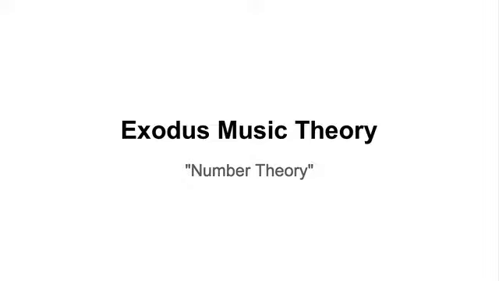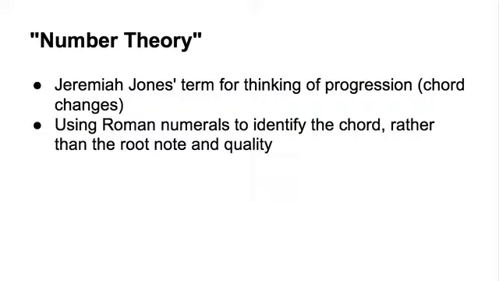So in this, we're going to cover what Jeremiah Jones called number theory, and music theory people just call it Roman numeral analysis. The idea here is that instead of looking at chord letters, we'll look at them in numbers, in terms of where the root of the chord is, as a degree of the scale that the key is in.